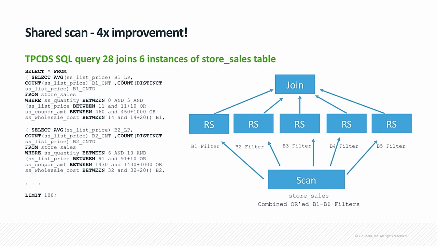We also have the shared scan optimization, and this is a query optimizer improvement where if a table is scanned multiple times in the same query, sometimes we can actually get away with only reading the table once. So for query 28, this ended up being a 4x improvement for us for Hive 3.